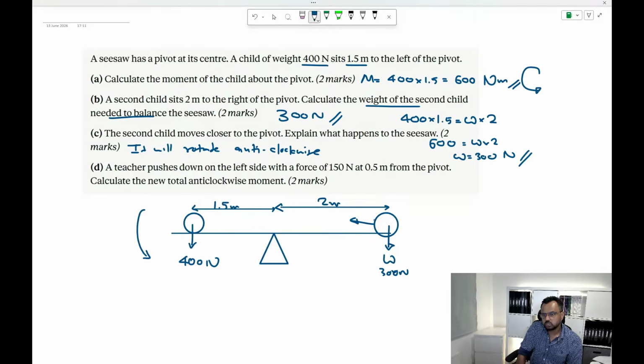A teacher pushes down on the left side with a force of 150 newtons at 0.5 meters.